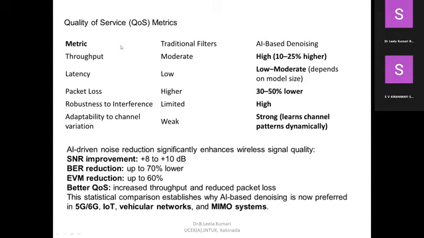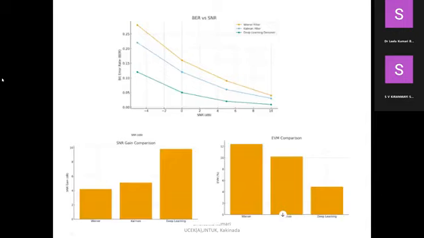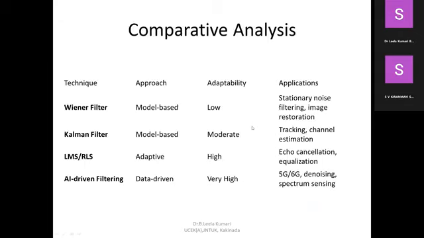But still it has some limitations, since it requires large data sets for training, and computational costs must be optimized for real-time implementation, and also the model performance may degrade if channel characteristics change drastically unless retrained. So it has some limitations also. These are the results I have given, and this is the comparative analysis for different techniques.